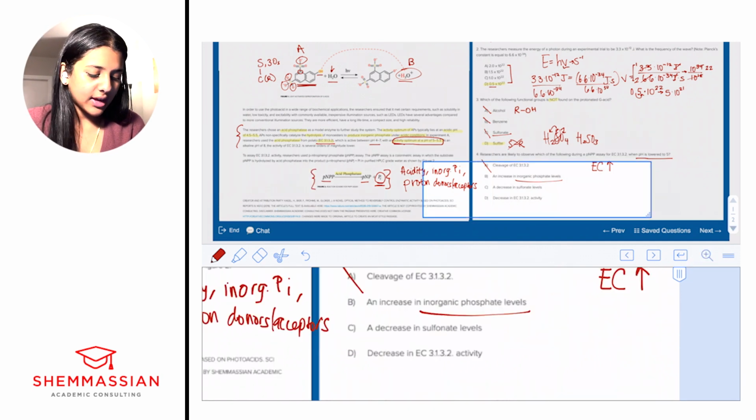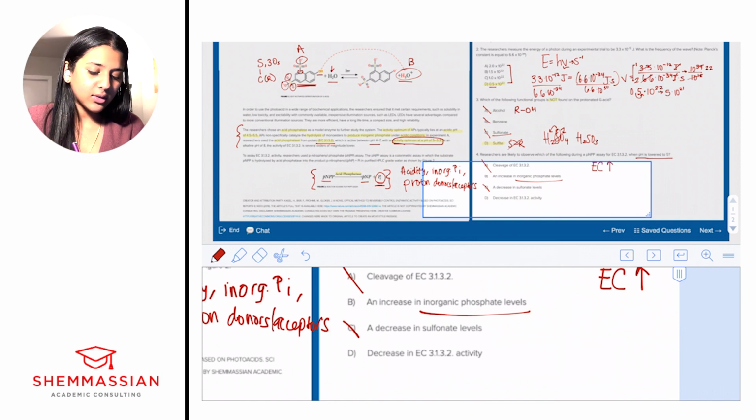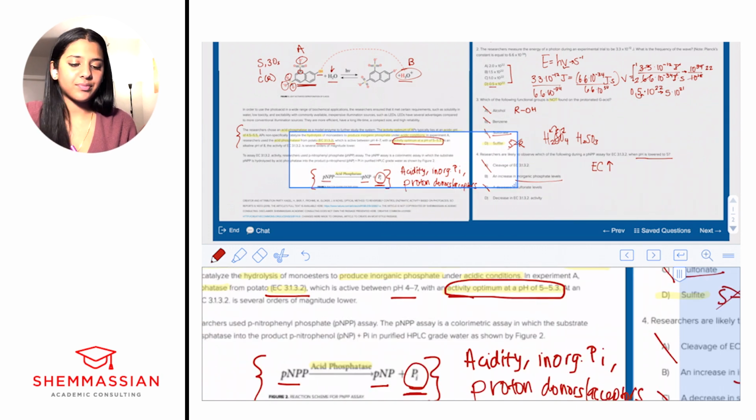So the answer looks like it would be B, an increase in inorganic phosphate levels, which makes sense when you look at the fact that the activity would increase, so this reaction here would move forward, creating an increase in inorganic phosphate levels. All right, and that's this passage.